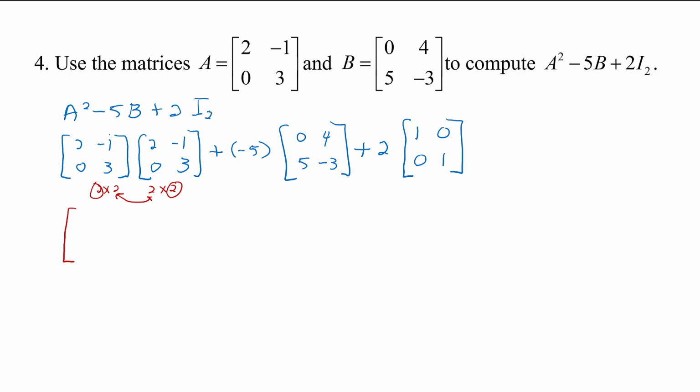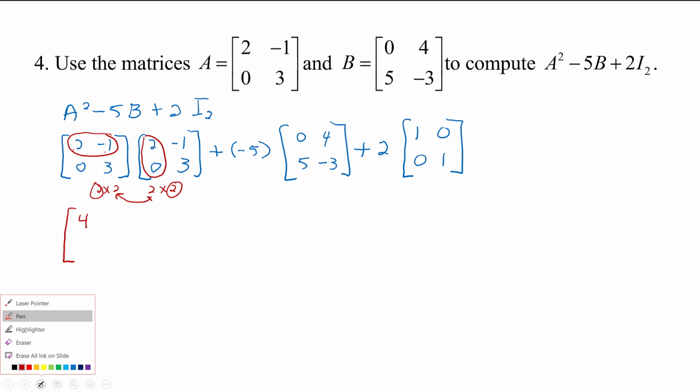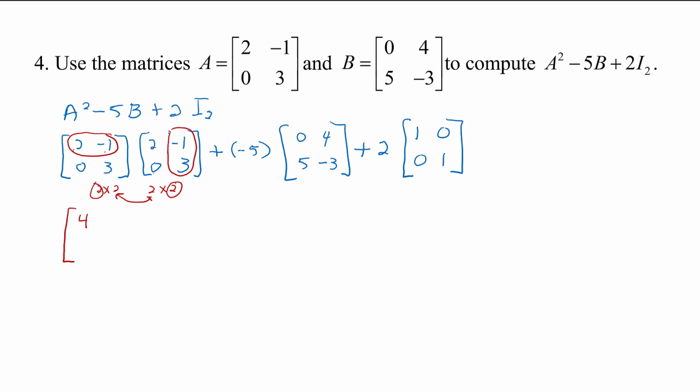So we have this new matrix where we're going to start by taking row 1 times column 1, 2 times 2, which is 4, plus negative 1 times 0, which is 0. 4 plus 0 is 4. And then we move on and we take the first row in the first matrix times the second column in the second matrix. Okay, so we have 2 times -1, which would be -2, plus -1 times 3, which would be -3. So -2 plus -3 would give us -5.